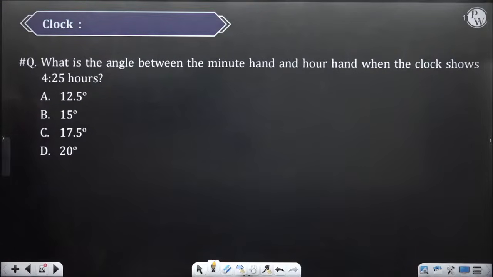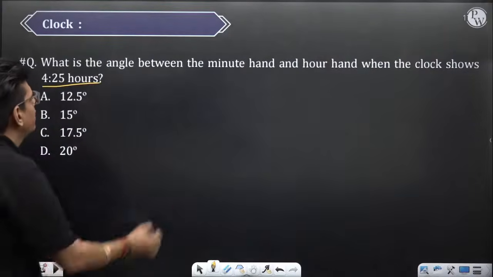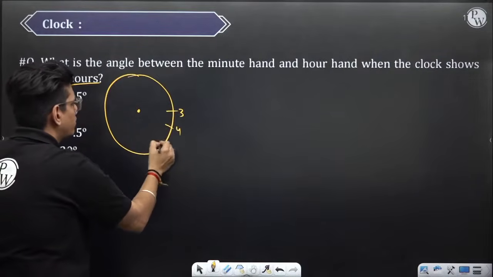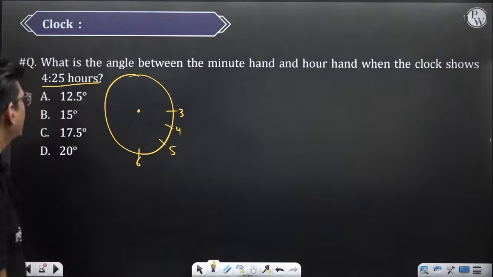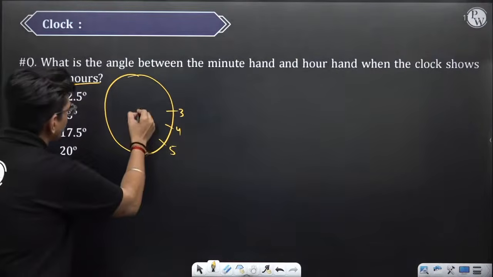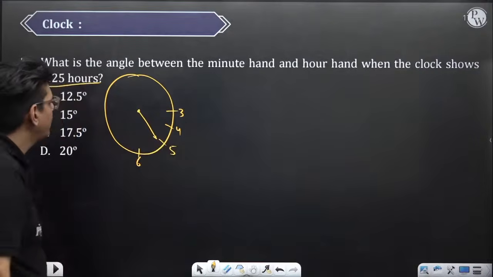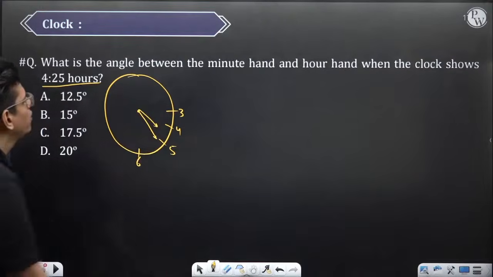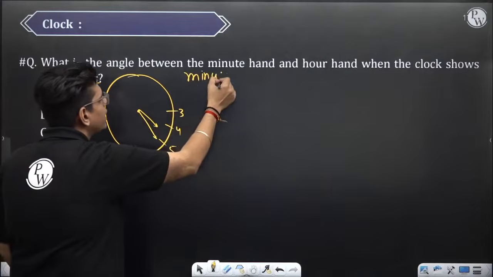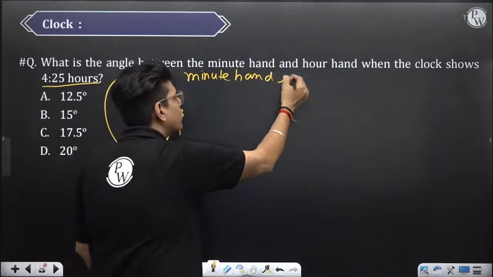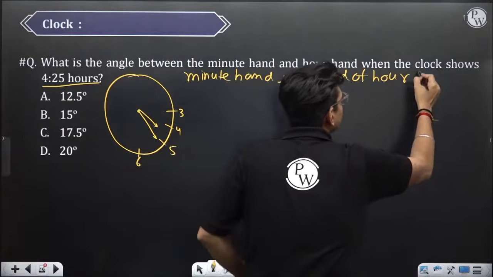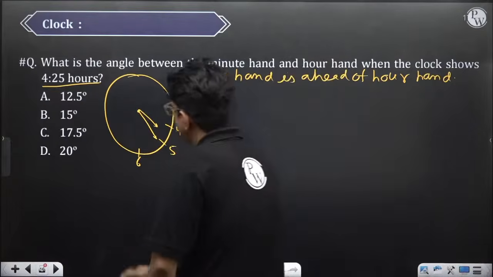What is the angle between the minute hand and hour hand when the clock shows 4:25? Let's make the clock first. Okay, this is 3, this is 4, this is 5, this is your 6. Now the minute hand is at 25. This is your minute hand and the time is between 4 and 5. So the hour hand will be between 4 and 5. So the minute hand is ahead of the hour hand. You can see at 4:25, minute hand is ahead of hour hand.